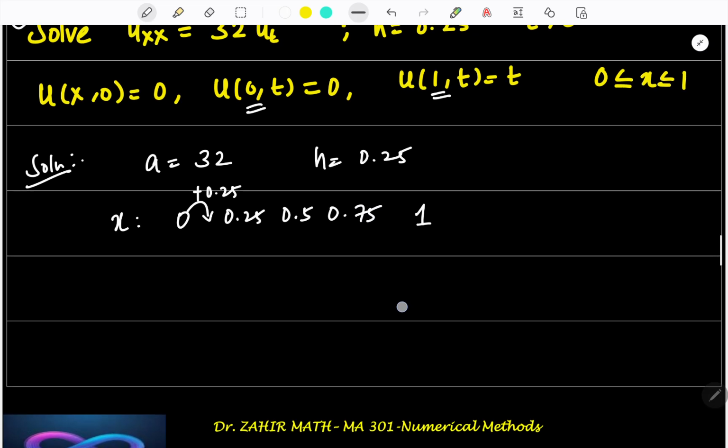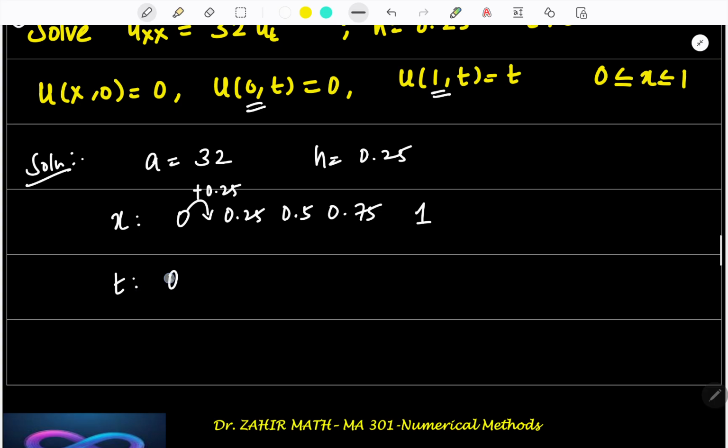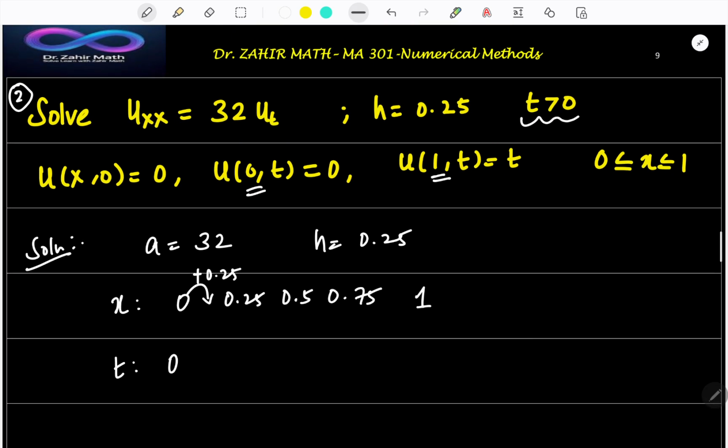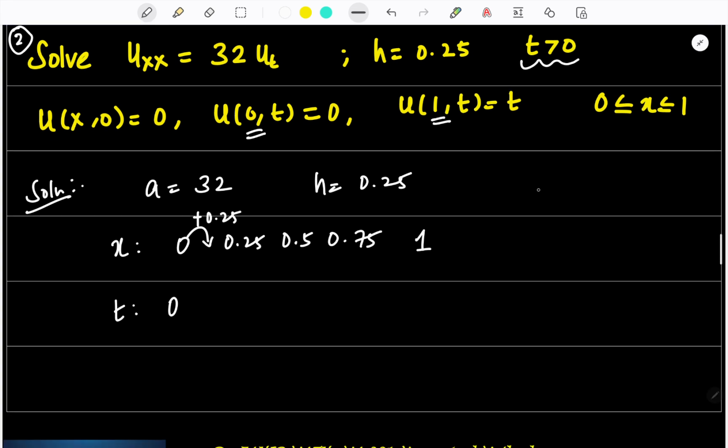And t value you have to find out. t value always starts from 0. Is there anything given for t? It is not given. 1 step, 2 step, 3 step, nothing is given. So you have to go with your own choice. Let me write the value: k is equal to a h square divided by 2, right? So a value is 32, and h value is given 0.25, the whole square, divided by 2.